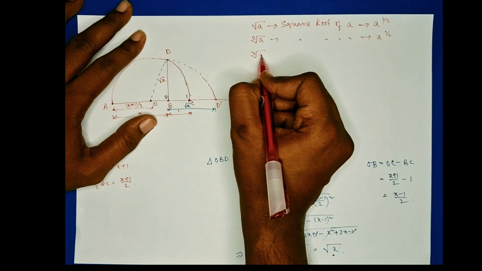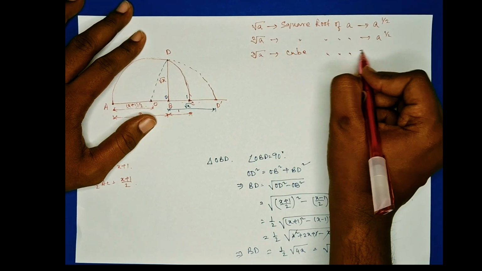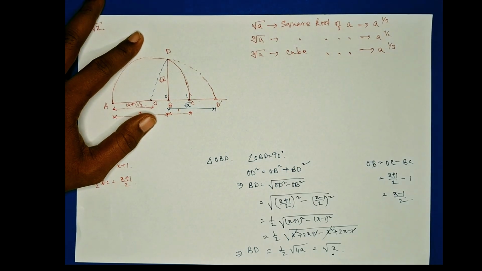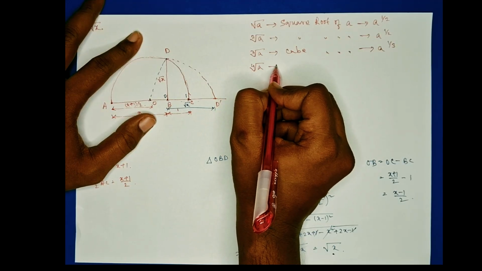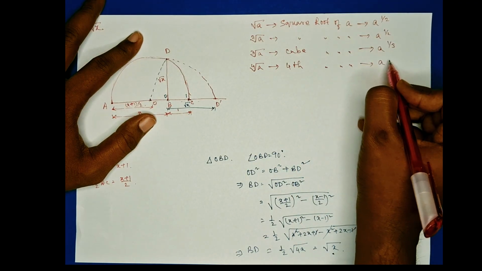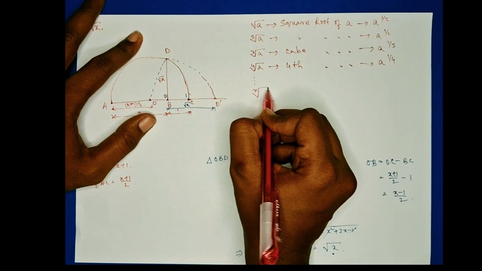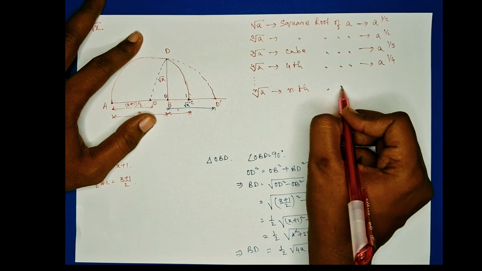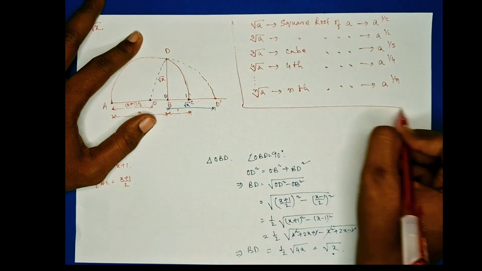Now what is this called? This is called cube root of a. Cube root of a can be written as a to the power 1 by 3. This is called fourth root of a. This can be written as a to the power 1 by 4. Similarly, if it goes on, we can write it as nth root of a. This can be written as a to the power 1 by n. Please remember it.